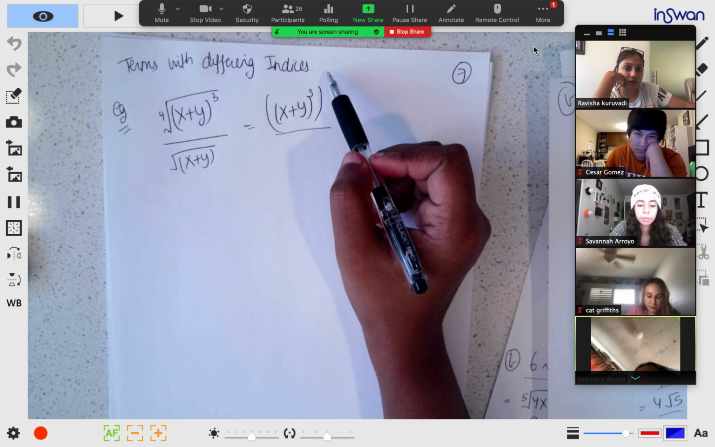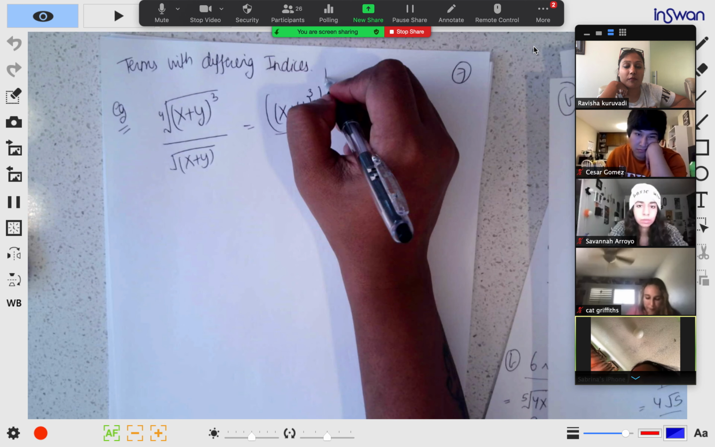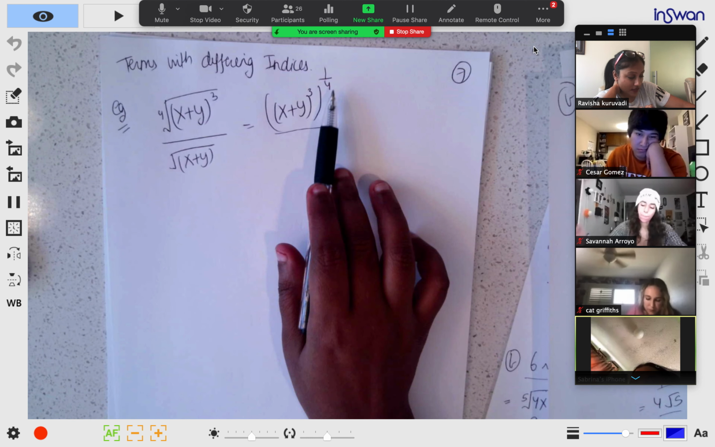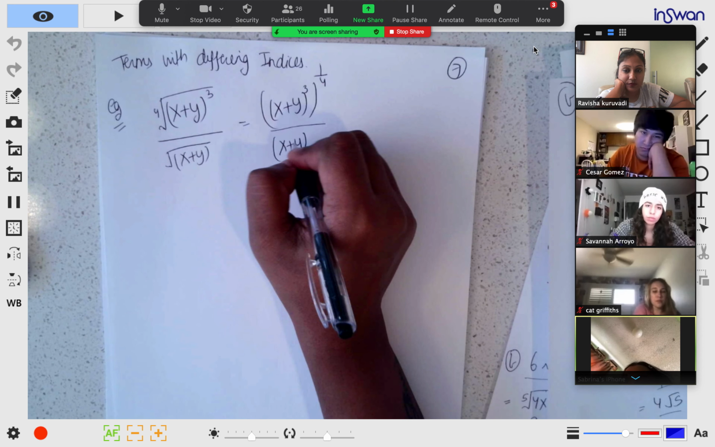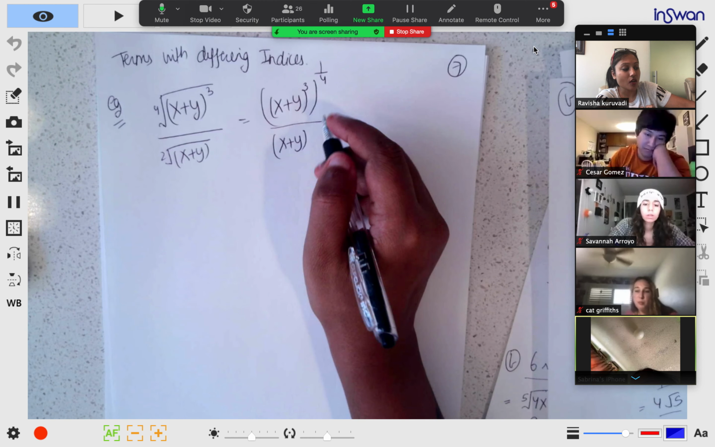Oh wait, no, I don't know. It is 1 over 4. That's how you write it in the form of a power. Oh, okay, yeah, 1 over 4. It means the same thing. In the denominator, how will I write x plus y to the power of what? x plus y to the power of 1 over 2.